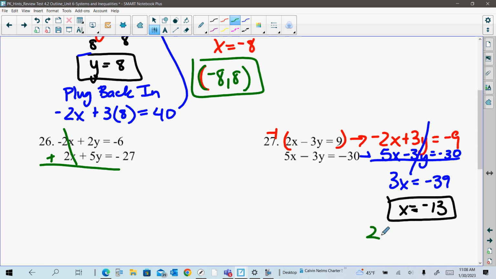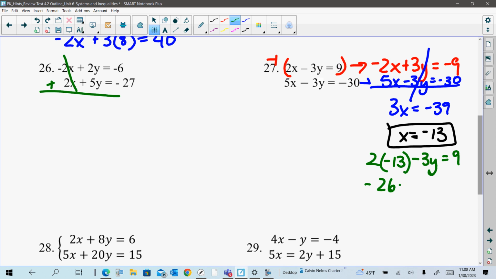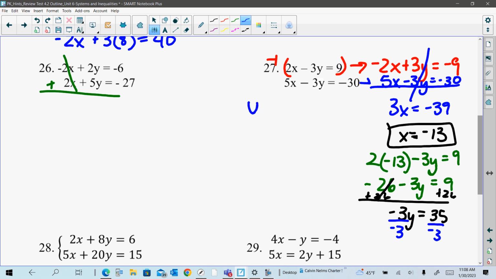Which one do you want to plug it back in? All right, so 2 parentheses negative 13, because that's going to be for the x, minus 3y equals 9. So really this is a negative 26 minus 3y equals 9. If you add 26 to both sides, yep, it is a fraction. We get negative 3y equals 35, right? And then you have to divide by that negative 3. So y is negative 35 over 3.